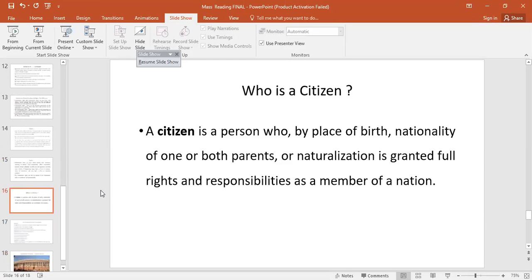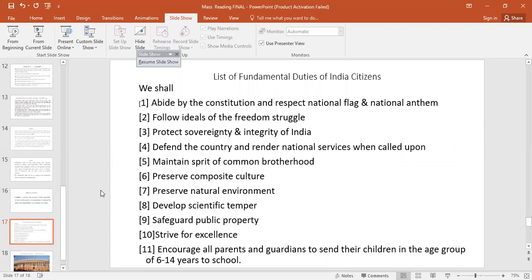Who is a citizen? A citizen is a person who, by place of birth, nationality of one or both parents, or naturalization, is granted full rights and responsibilities as a member of a nation.